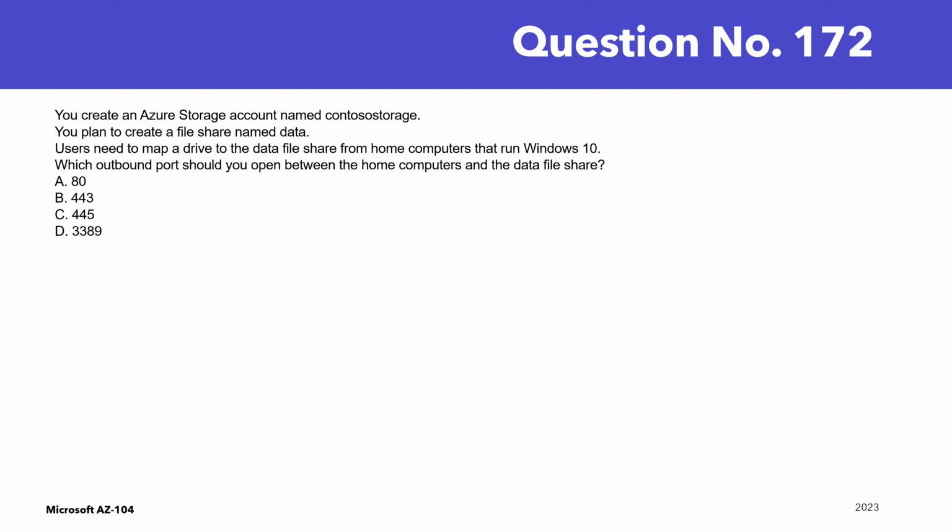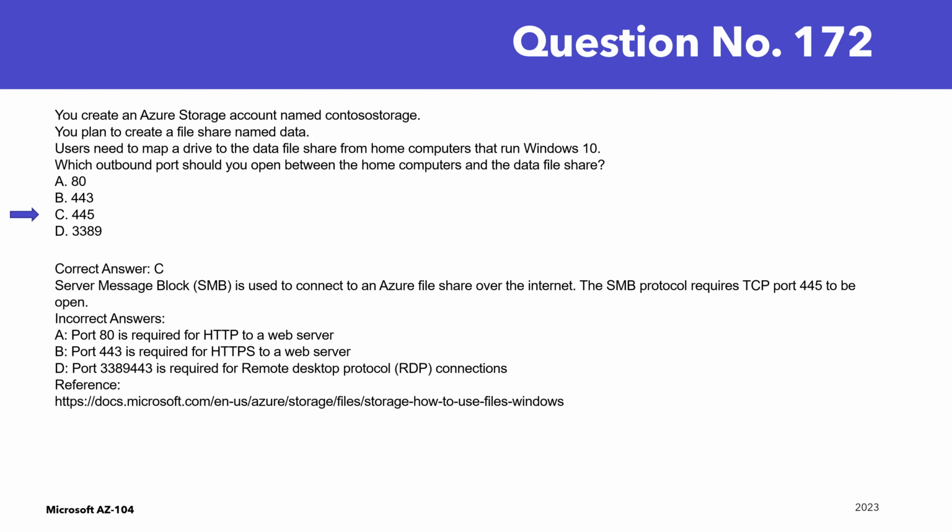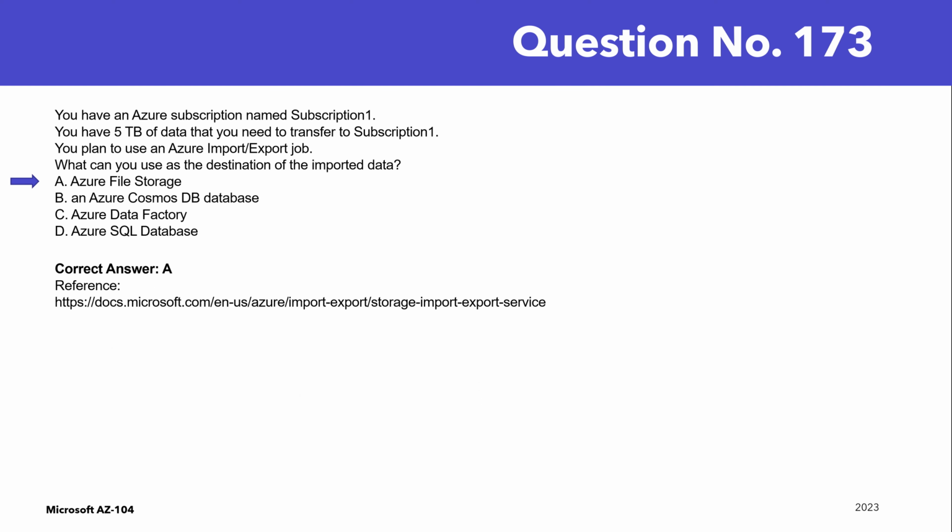You create an Azure storage account named Contoso Storage. You plan to create a file share named Data. Users need to map a drive to the Data file share from home computers that run Windows 10. Which outbound port should you open between the home computers and the Data file share? A. 80, B. 443, C. 445, D. 3389. Correct answer: C.